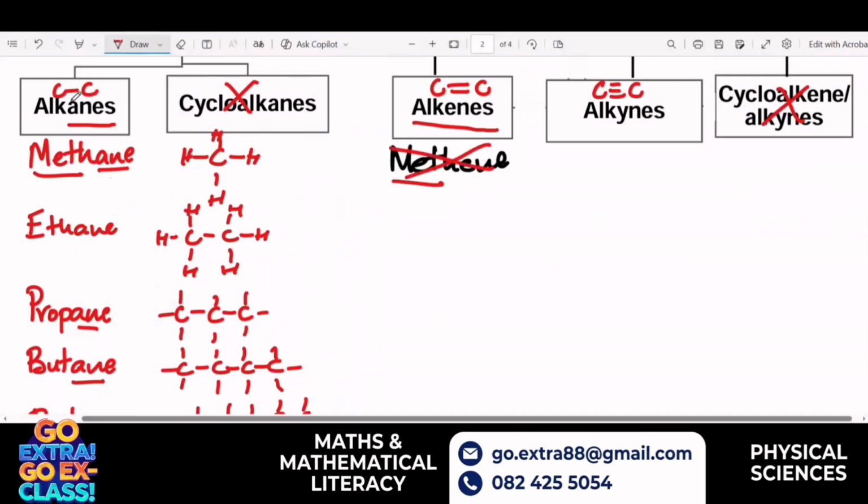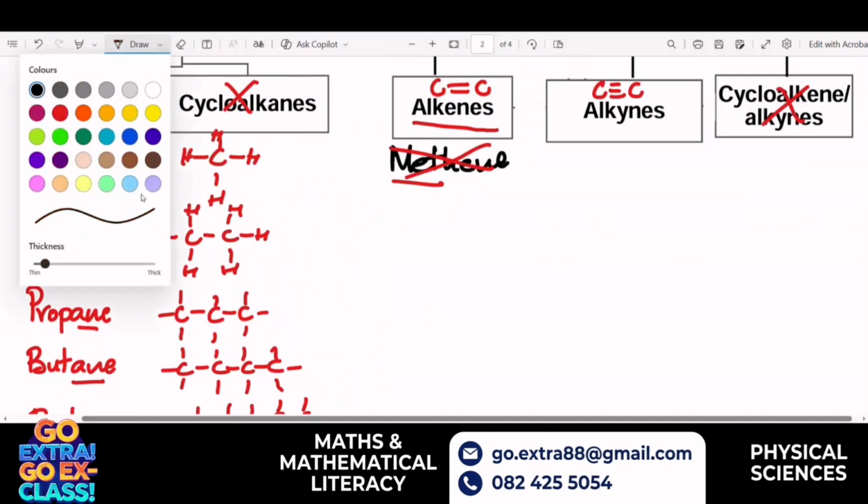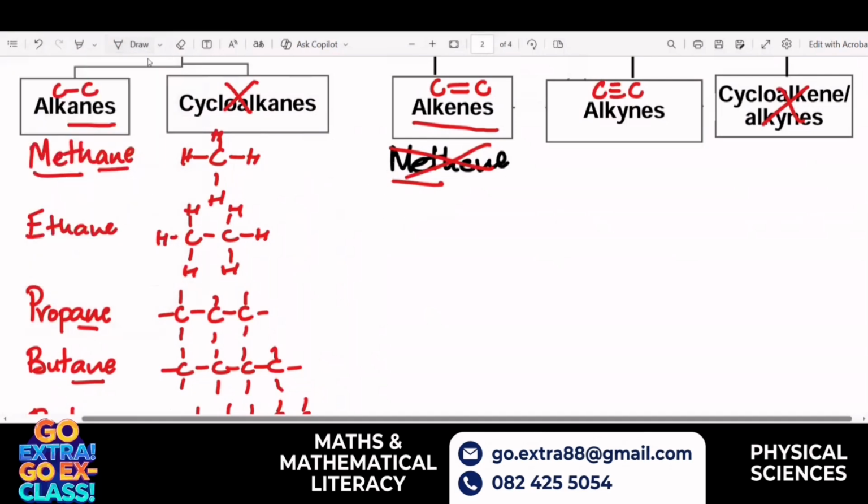So we want to start with what? We're going to start with ethene. How is ethene going to look? "Eth" means 2, so the chain has 2 carbons. Remember, each carbon must have 4 covalent bonds, so we can add another 2 bonds there. That's how ethene is going to look.